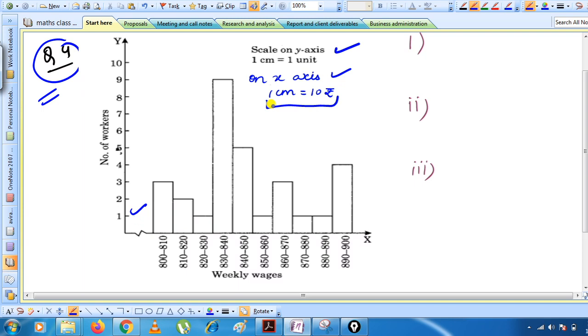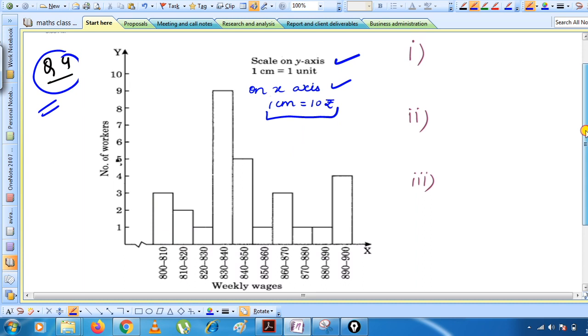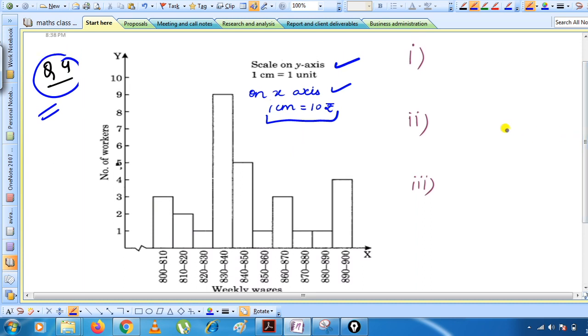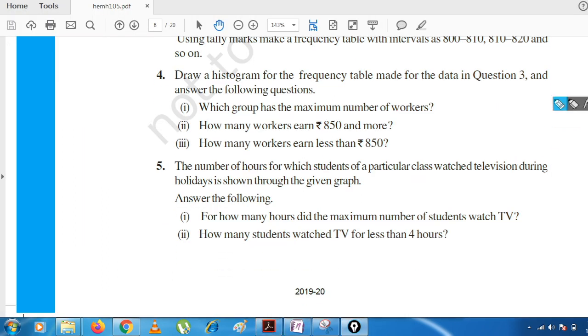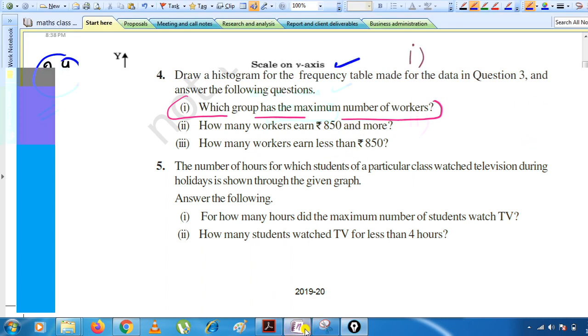The other things which are important, which we should know before drawing this diagram, or you can say histogram, all those things we discussed here. Now after this, with the help of this histogram, which you can make very easily, and which I have already drawn in front of you, we are going to answer a few questions related to this question only. You can see the first part. What is the first part? Which group has the maximum number of workers?